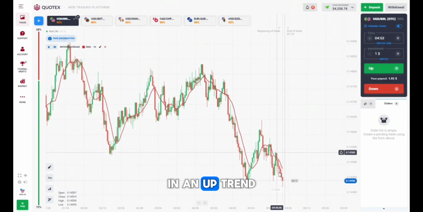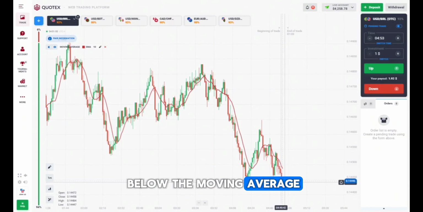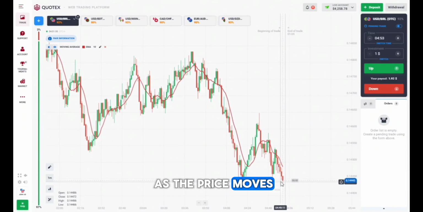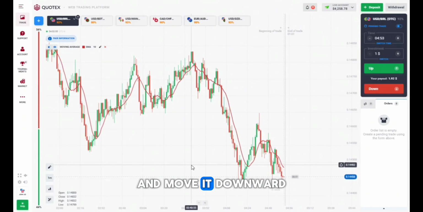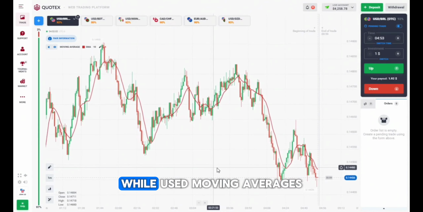Exit signal. In an uptrend, place a stop loss below the moving average and adjust it upward as the price moves in your favor. In a downtrend, place a stop loss above the moving average and move it downward as the trend continues. Why use moving averages?